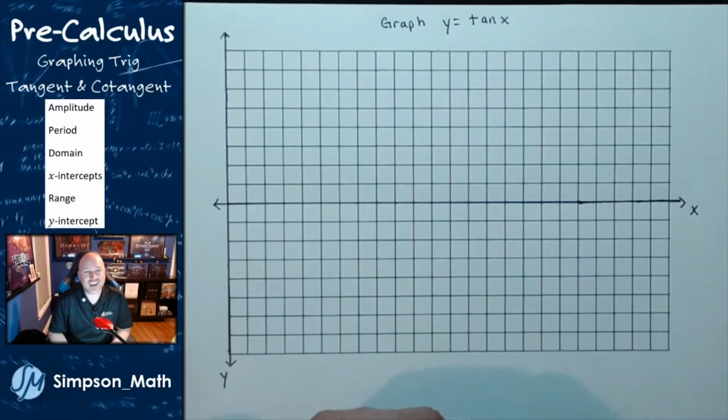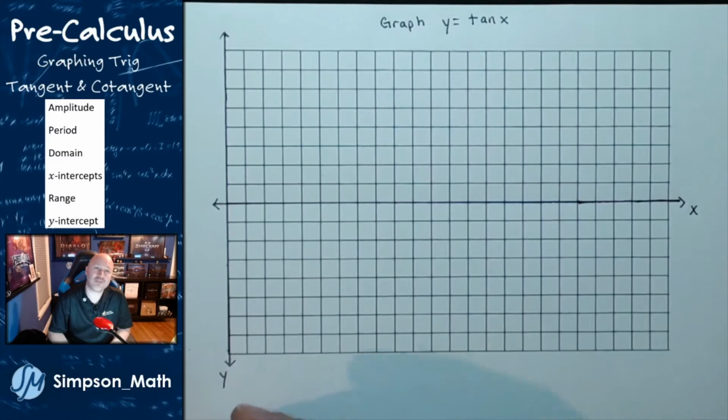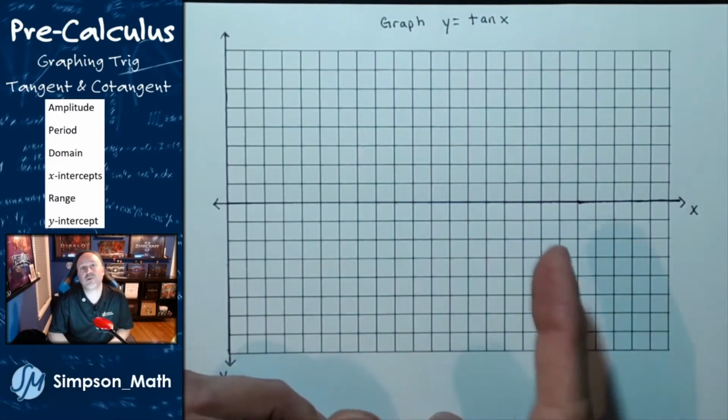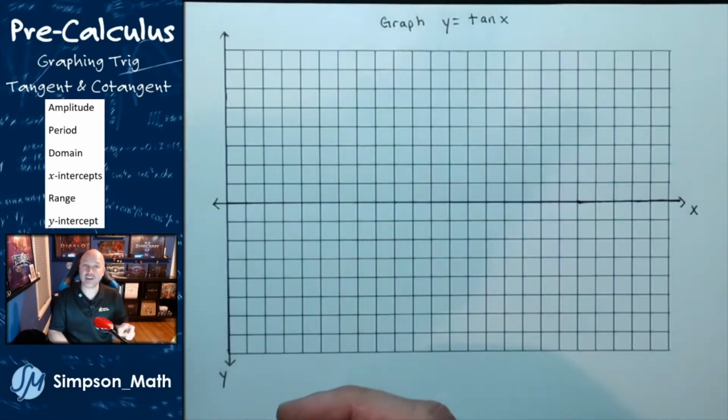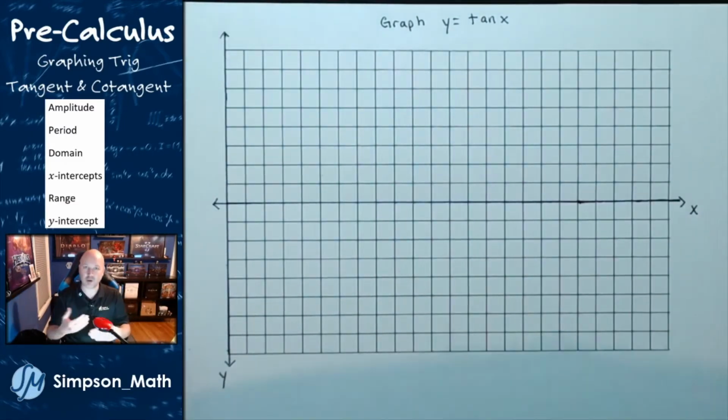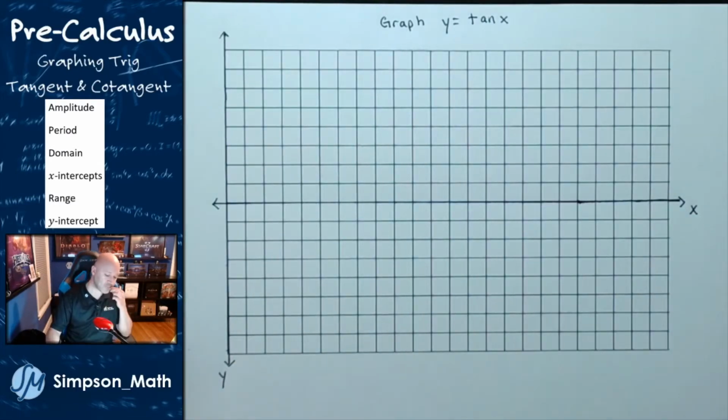Johnny here, and in this video I'm going to graph the tangent function and its reciprocal, the cotangent function. I'm assuming you have already watched my sine and cosecant video where I go through the motions slowly. I'm going to go a little bit faster here. So I'm going to start off with tangent.